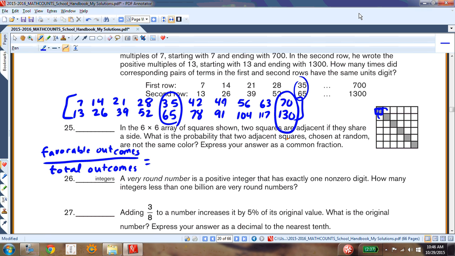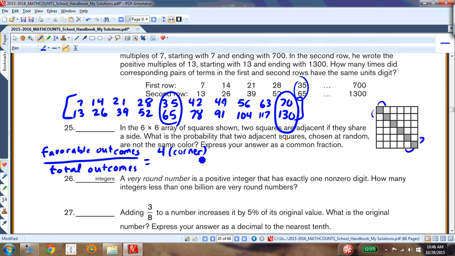Okay, sorry about that. So I'm looking at the favorable outcomes divided by the total outcomes. Now, first looking at the favorable outcomes for the corner squares, how many times do corner squares have different colors, or not the same colors? Well, look, I have one occasion there, I have two occasions there, three, and four occasions. So for the corner squares, I have four. I'm going to put this in parentheses. This is for the corner squares.